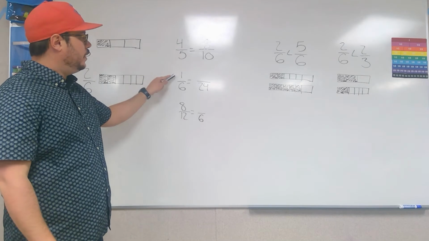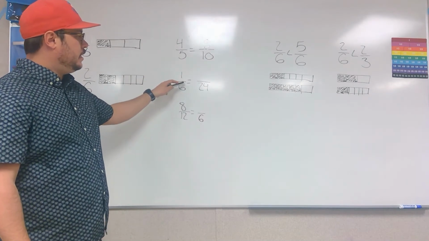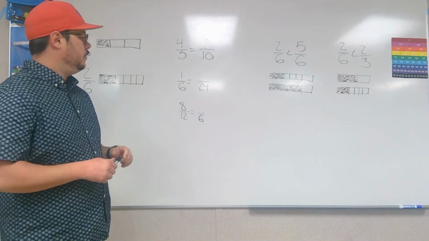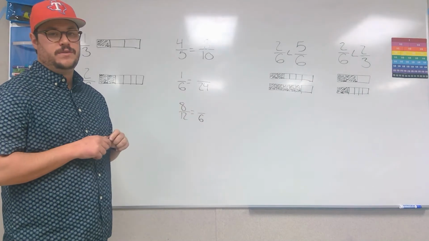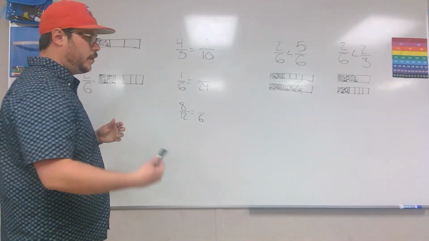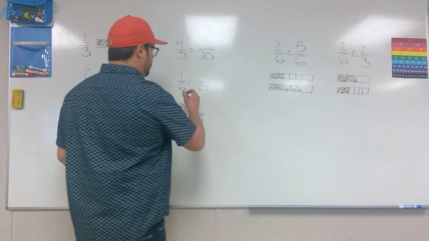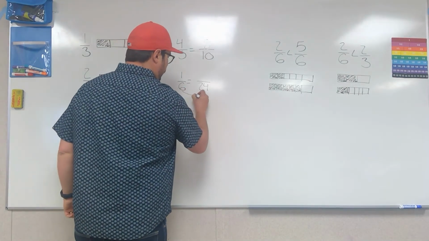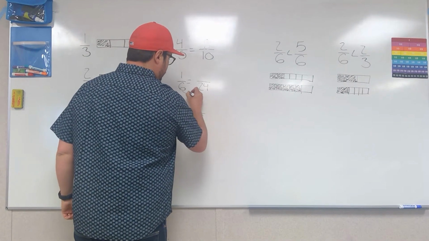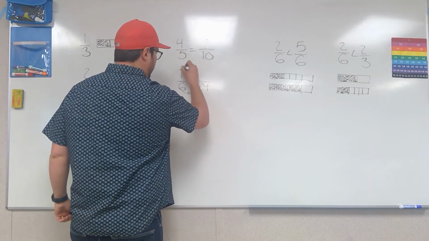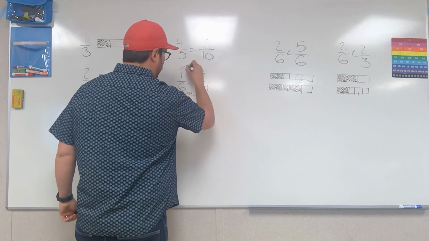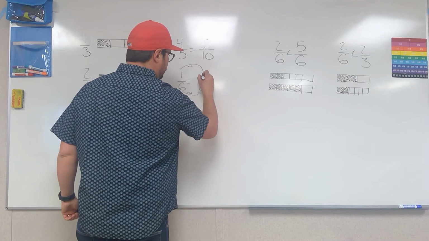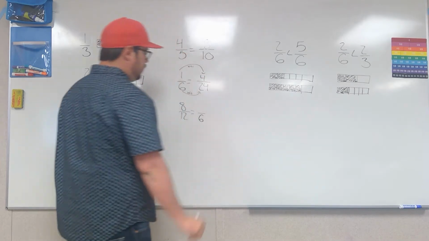Next one, 1/6 equals what 24ths? 6 times what gives you 24? Well, 6 times 4 equals 24. So if you multiply the 6 times 4, you also have to multiply the 1 times 4, and 1 times 4 equals 4.